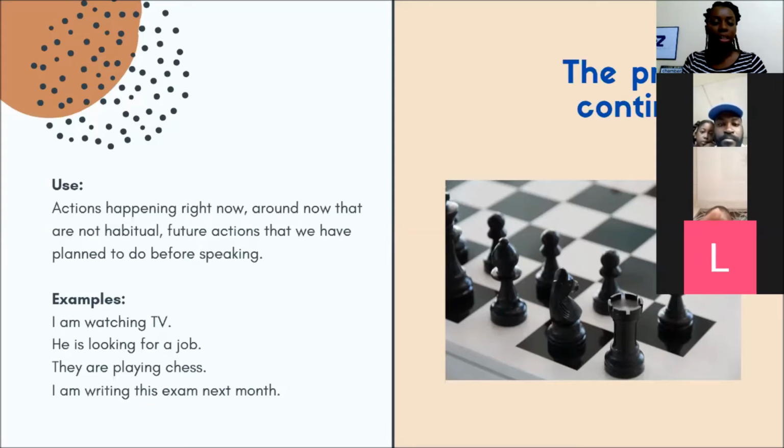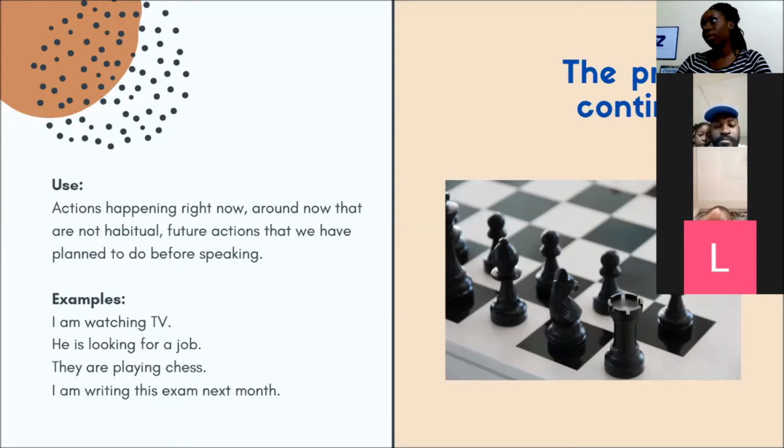Another example is future actions that we have planned to do before speaking. An example I can give you about that is, for example, I'm a woman and I'm not married, but I want to one day get married. So I will normally use the future to talk about this and say, one day I will get married.